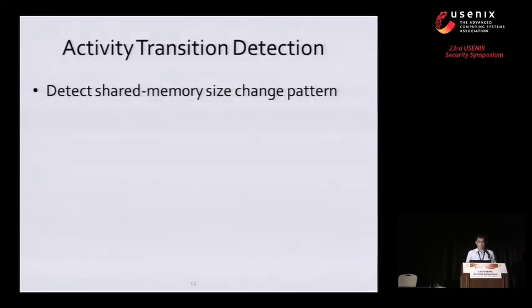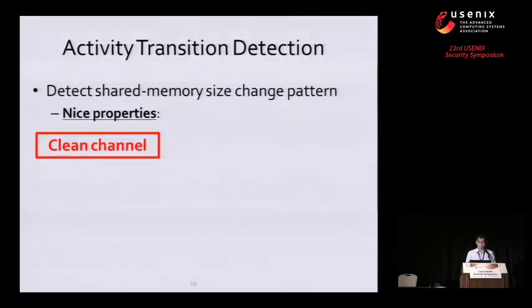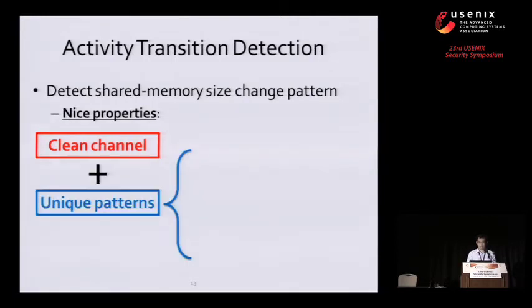So after knowing this, detecting the activity transition is simply a matter of detecting a pattern in the shared memory size change. We got some nice properties here which can give very high accuracy. First, most of the computation or operations in an Android app are done in the private memory space. So the shared memory space is fairly clean. And also, we got some unique patterns in the shared memory size changes.